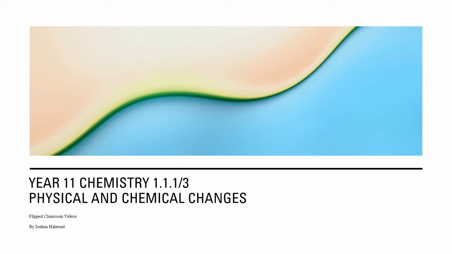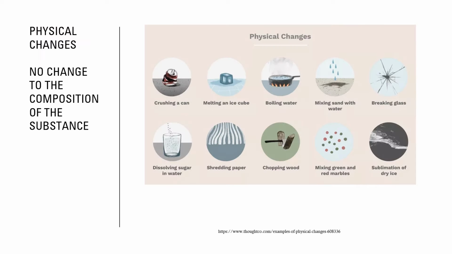We'll be looking at dot points 1.1.1 and 3 to begin with, and in this video we'll be looking at physical and chemical changes of matter. So first off, let's look at some examples of physical changes. I've got a bunch of different pictures here to show you some examples.